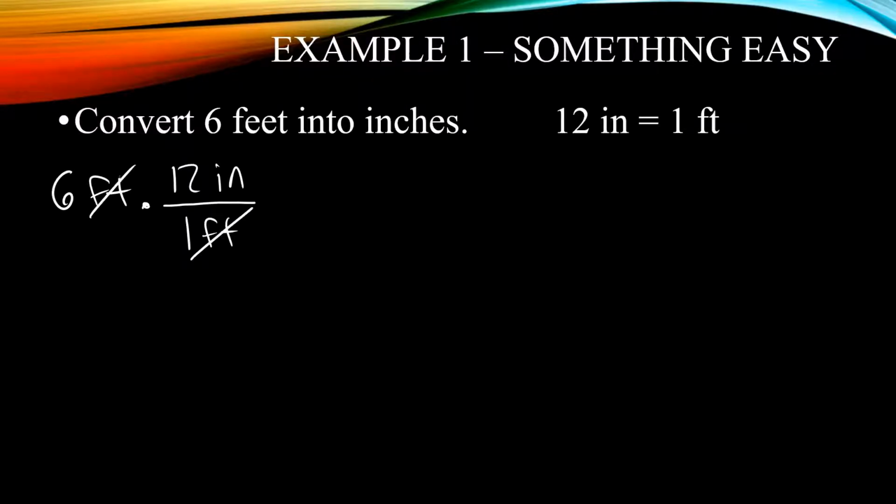You always want to see the units that you have being canceled, and you always want to be ending up just being left with the units that you're trying to get into. And from there, you would go into your calculator and you would do 6 times 12. And that should come out to 72 inches. Sorry, 6 times 12 is 72, and then the units are inches.